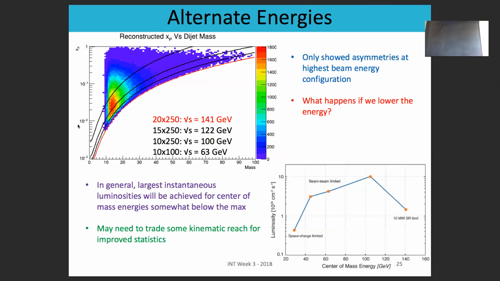Then we're cutting off all of this stuff in here. And I also show that if we go to too low of energy, we're really maybe restricting ourselves quite a bit. So it's just something to keep in mind, playing off kinematic reach versus our ability to collect statistics.